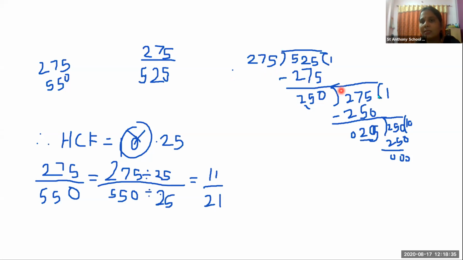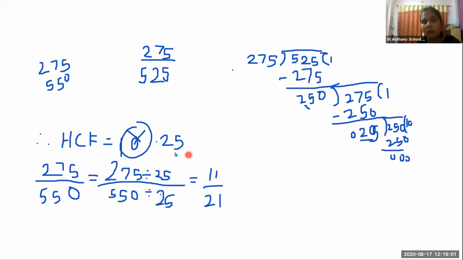Now 250 ones are 250. Now 5 minus 0, 5, 7 minus 5, 2. Now again I take this 250 to this side. Now 25 tens are 250, which is equal to 0. Now here, by which number I got 0, that would be my HCF. So what would be my HCF then? 25. Now अभी हमने HCF find out किया by division method.